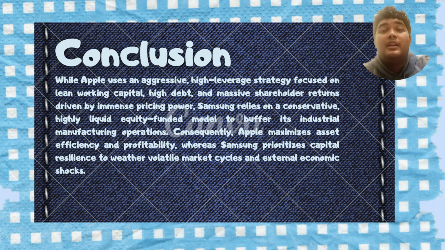While Apple used an aggressive high leverage strategy focused on lean working capital, high debt and massive shareholder returns driven by immense pricing power, Samsung relies on a conservative, highly liquid, equity-funded model to buffer its industrial manufacturing operations. Consequently, Apple maximizes asset efficiency and profitability, whereas Samsung prioritizes capital resilience to weather market cycles and internal economic shocks.